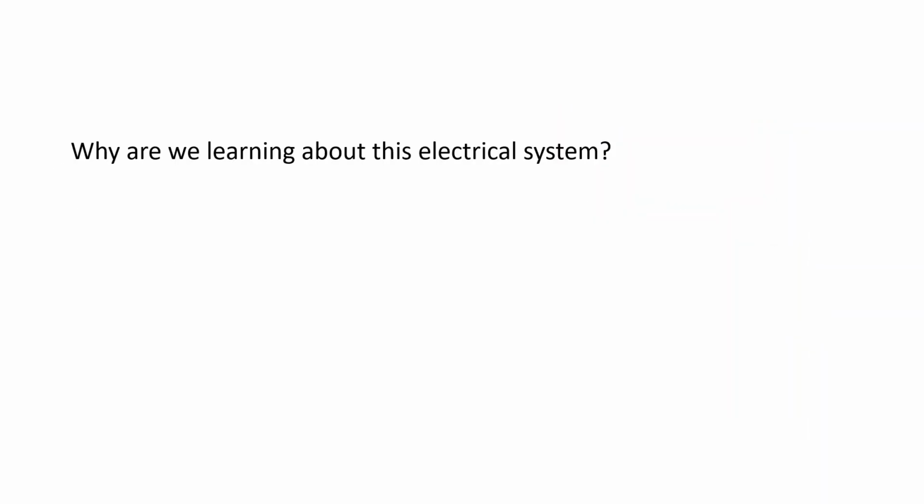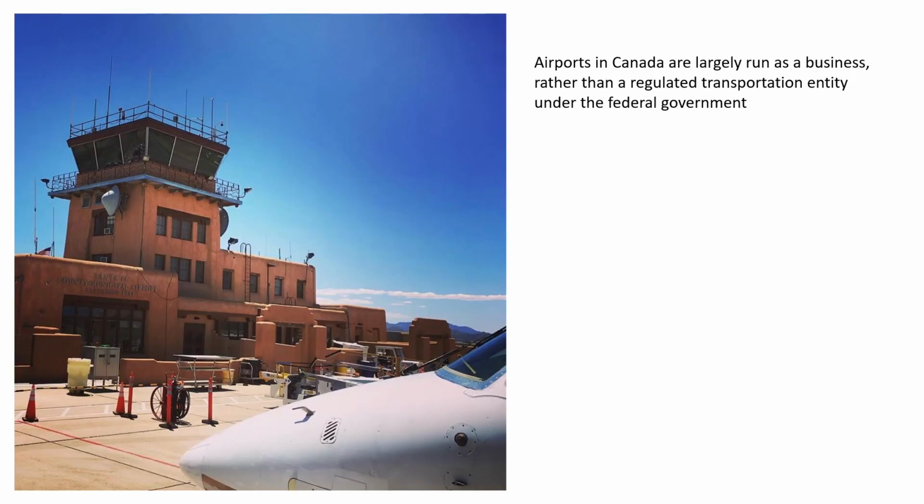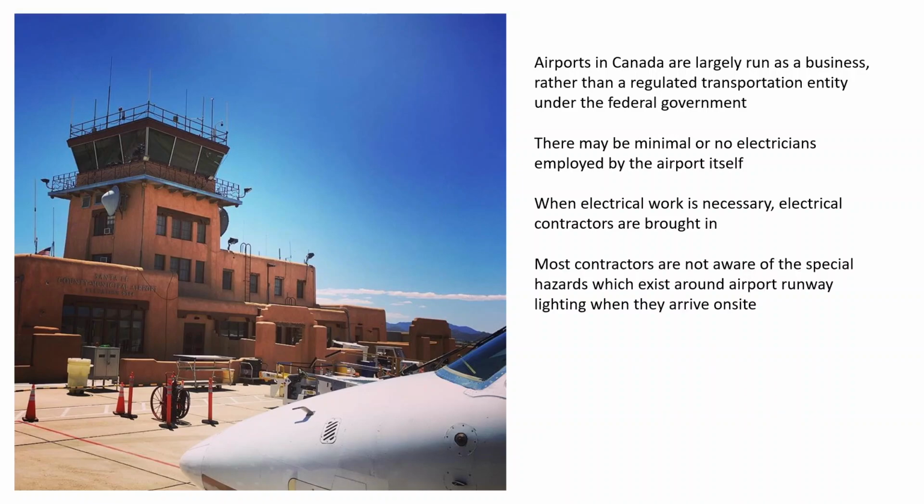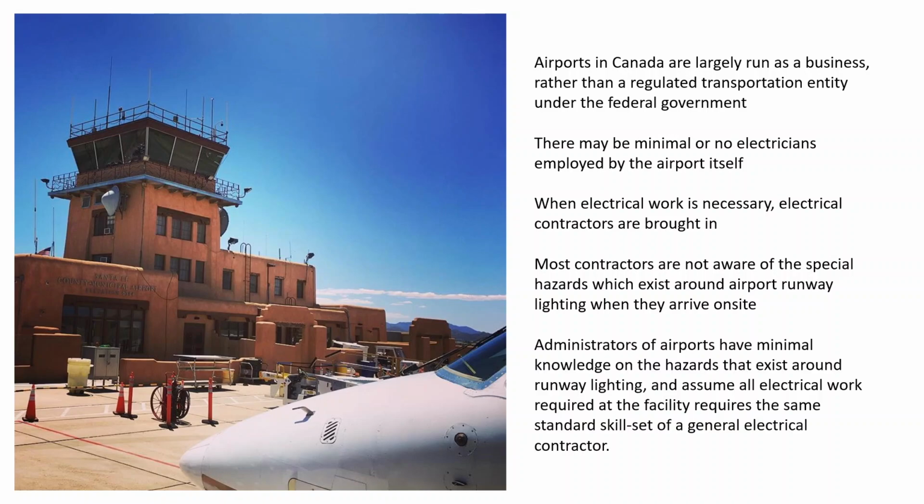So why are we learning about this electrical system? Well, airports in Canada are largely run as a business rather than a regulated transportation entity under the federal government. There may be minimal or no electricians employed at the airport itself. When electrical work is necessary, electrical contractors are brought in. Most contractors are not aware of the special hazards which exist around airport runway lighting when they arrive on site. Administrators of airports have minimal knowledge of the hazards that exist around airfield or runway lighting and assume all electrical work required at the facility requires the same standard skill set of a general electrical contractor.